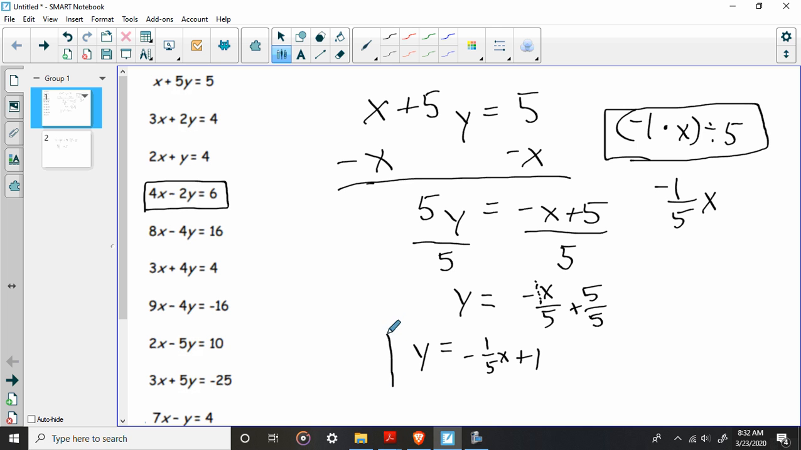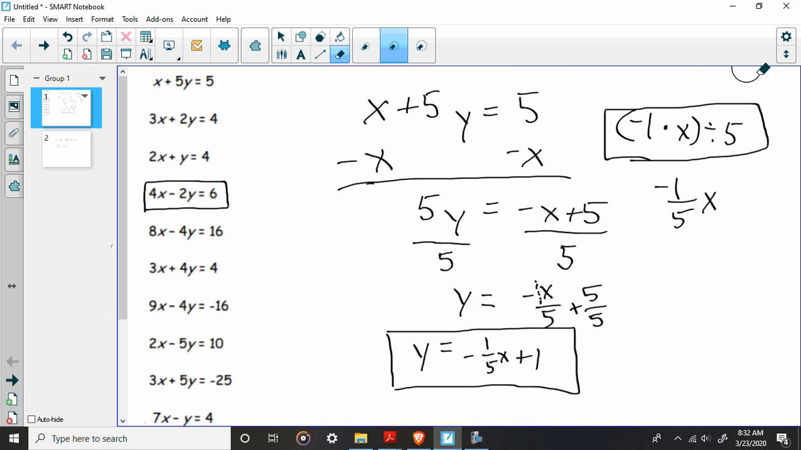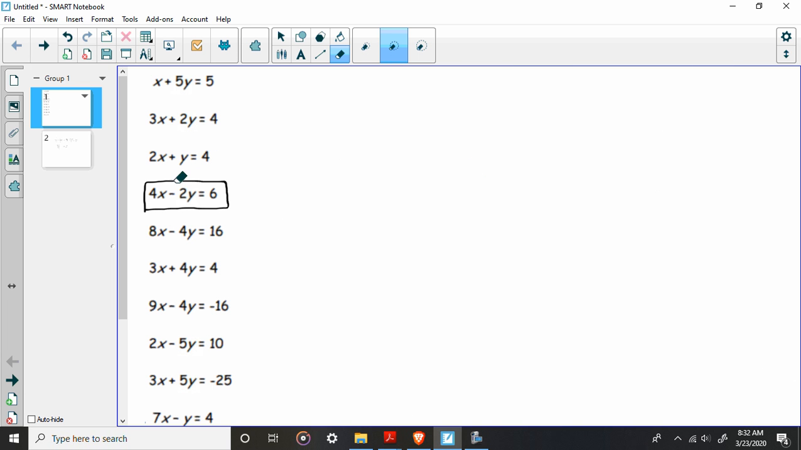But bar none, this is your new slope-intercept form, which would be a little bit easier to graph than this one. Okay, so again, what were you trying to do? Move the x first, then divide by the coefficient. So we moved over the x, we divided by the coefficient 5, and then we got our new slope-intercept form equation. All right, I'm not going to go through all of these, but I'll pick a few that I think are a little more important.